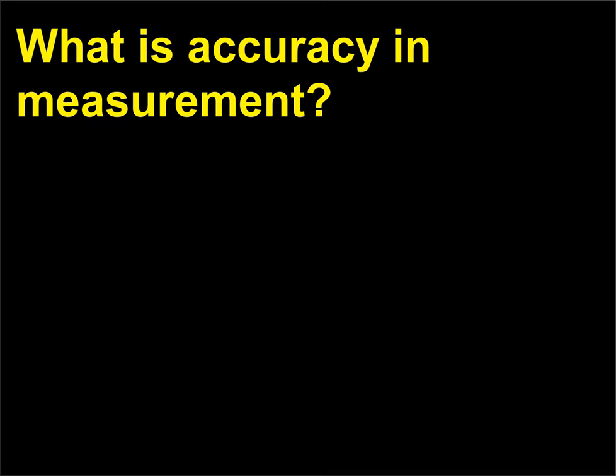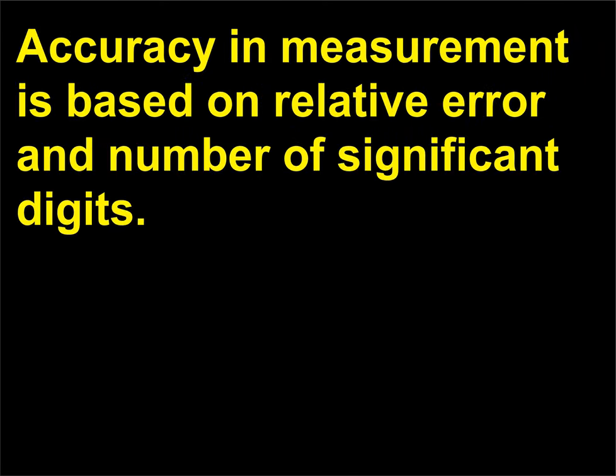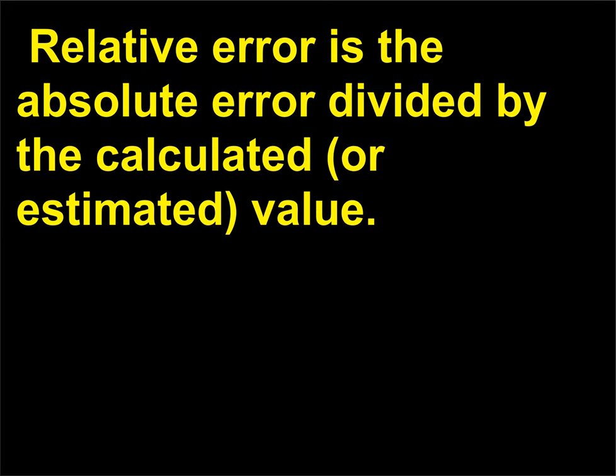What is accuracy in measurement? Accuracy in measurement is based on relative error and number of significant digits. Relative error is the absolute error divided by the calculated, or estimated, value.